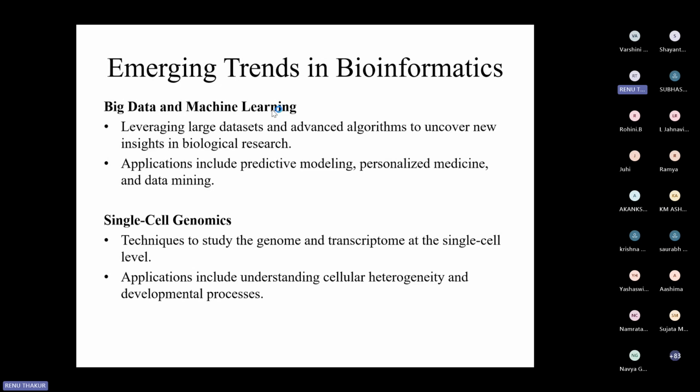So big data and machine learning are the emerging trends in bioinformatics. Leveraging large data sets and advanced algorithms to uncover new insights in biological research is what is done by big data analysis and machine learning. Applications include creating predictive models, or predictive modeling, and personalized medicine. Personalized medicine is also an emerging trend in life science and pharmacy research. So, according to the person's stature and medical profile, the medicine can be personalized and administered.